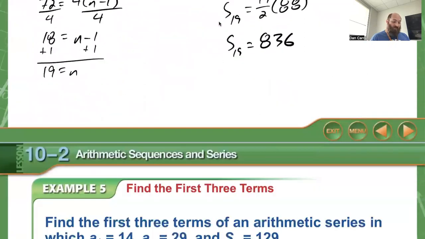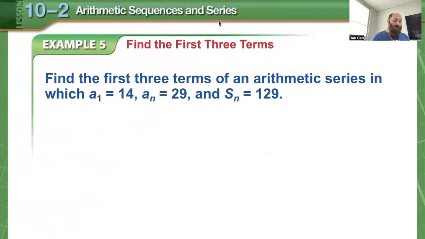We're going to use that in a variety of ways. So for example, find the first 3 terms of an arithmetic series in which a sub 1 is 14, a sub n is 29, and s sub n is 129. So again, think about what the formula is. We have n over 2 times a sub 1 plus a sub n. We know this, and this, but we don't know n.